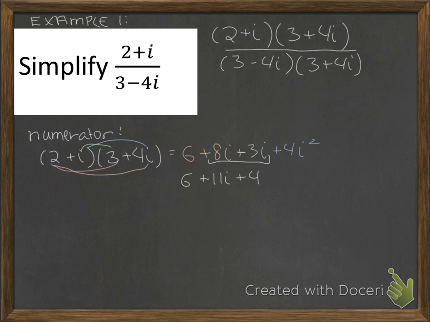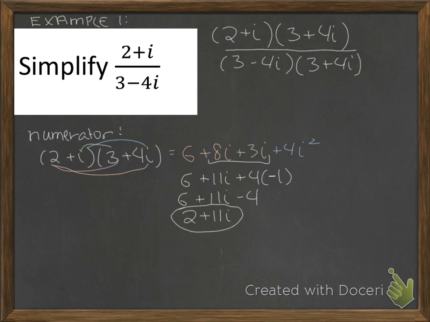And then remember, anytime I see that I squared, I can't leave him alone. I have to replace him with -1. Remember, if you don't do that, you're not going to get the right answer. You're not going to get your points. Okay, so we have 6 minus 4 is 2, so the numerator is 2 plus 11I.